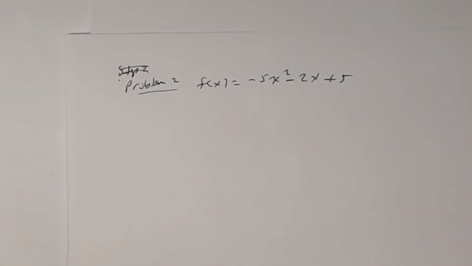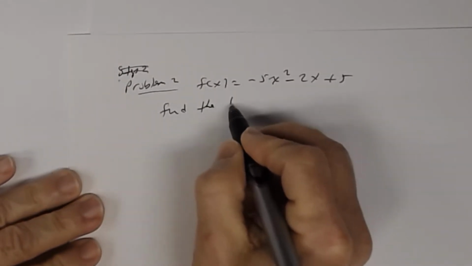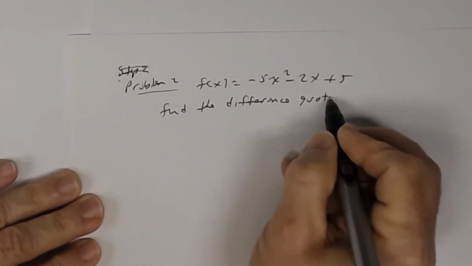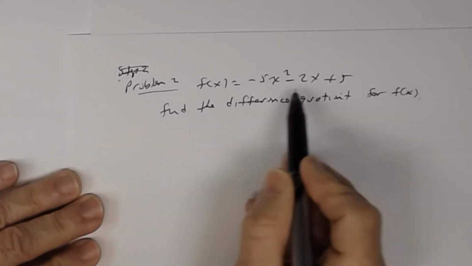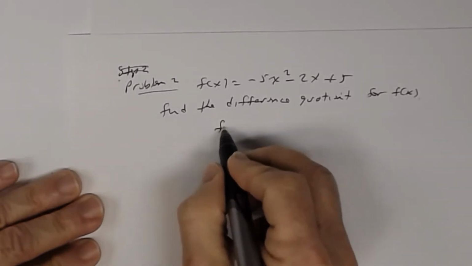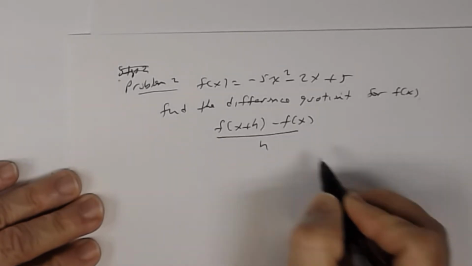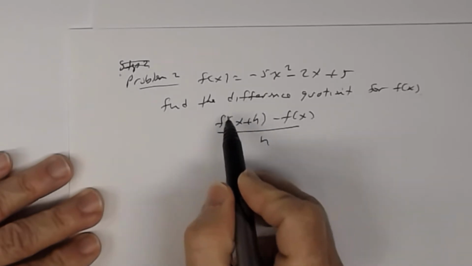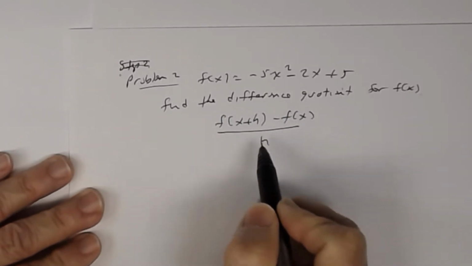All right, so let's do it in steps. So remember your difference quotient, so it's going to say find the difference quotient for f of x. So this function, I want to find the difference quotient for this function. Well, here's the formula, f of x plus h minus f of x, all divided by h. And then just do it in steps. Find this first, that's step 1, then this is step 2, and this is step 3, where you divide by h.